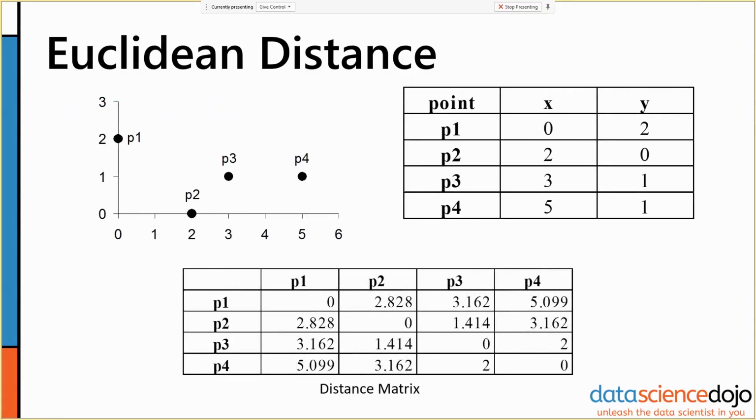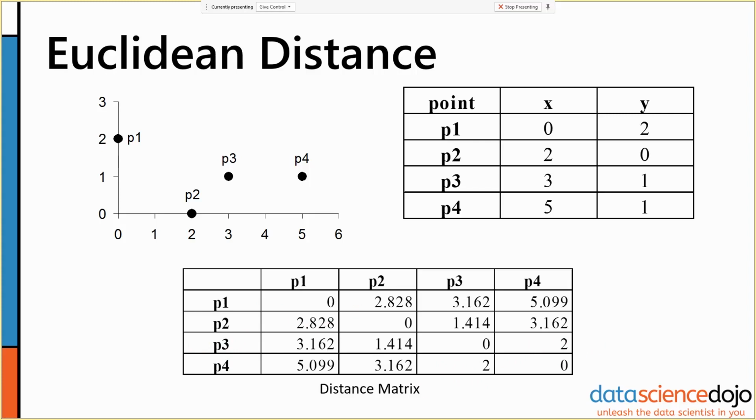So, for instance, we have 4 points here at (0, 2), (2, 0), (3, 1), and (5, 1) that are all plotted at different points. And we can construct a distance matrix describing how dissimilar all of our points are. So point 1 and point 4 are the most dissimilar. They're the farthest apart. Whereas point 2 and point 3 are the most similar. They're the closest together. Point 3 is also fairly similar to point 4, whereas point 2 is somewhat less similar to point 4.